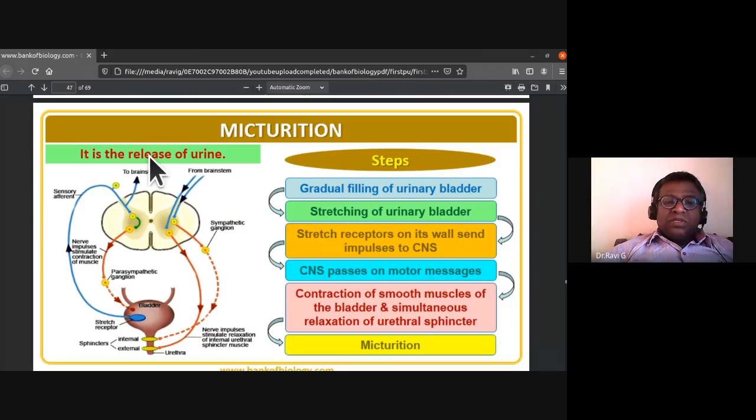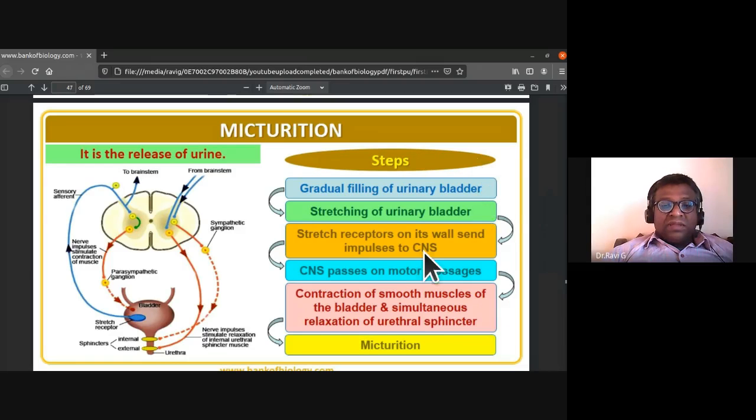Micturition is the process of release of urine. The steps involved are the gradual filling up of the urinary bladder and its stretching. The stretch receptors in its wall send impulses to the central nervous system, which passes on motor messages. The contraction of smooth muscles of the bladder and simultaneous relaxation of the urethral sphincter releases the urine. That is micturition.